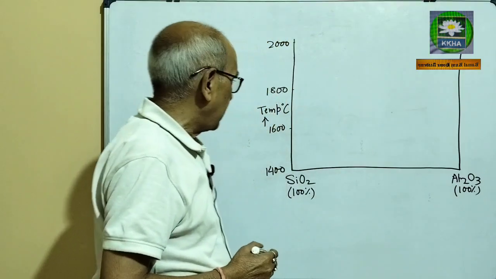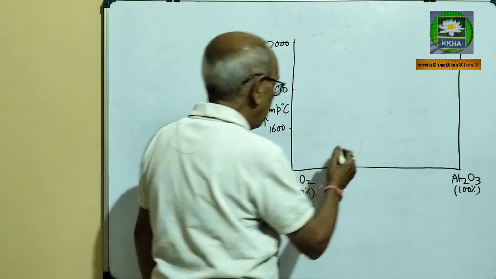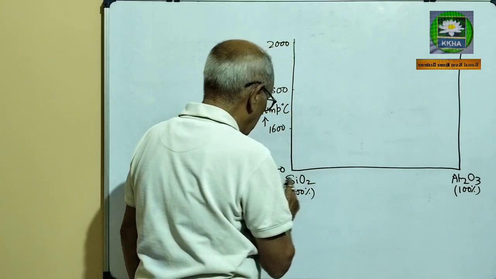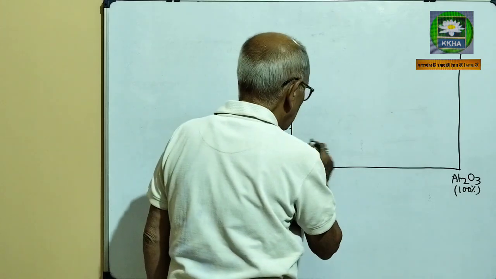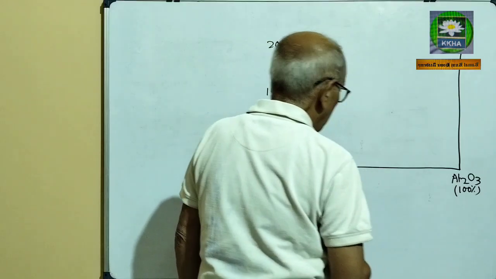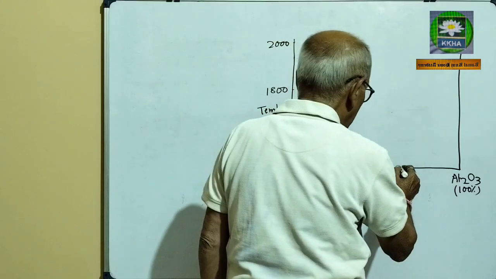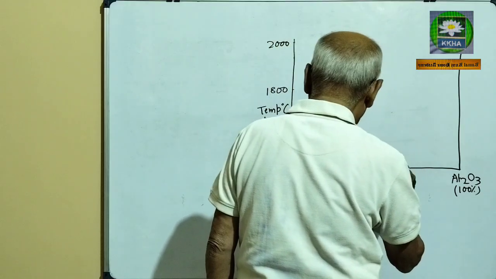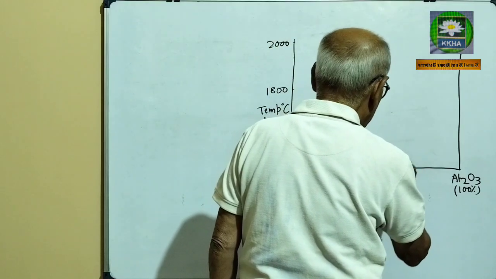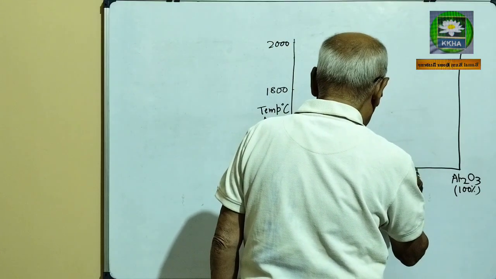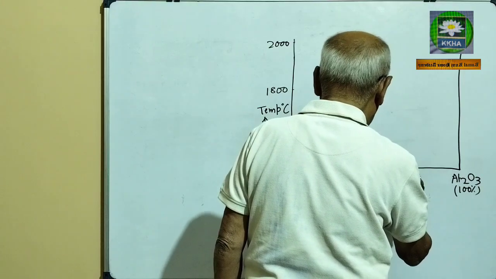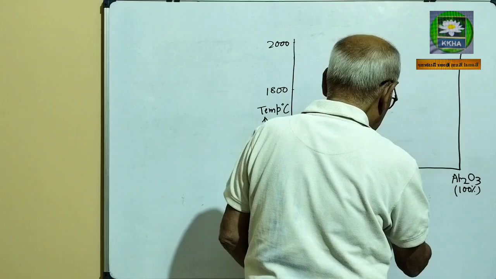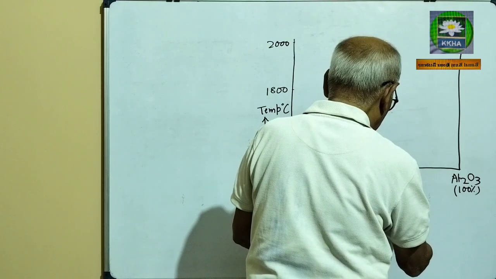there are two Solidus lines. Number one starts from 100% silica and goes up to Mullite. There is only one binary compound, Mullite, which is formed in this binary system. Mullite, theoretically it is 71.6% alumina.